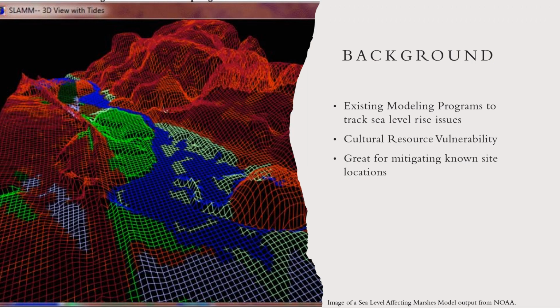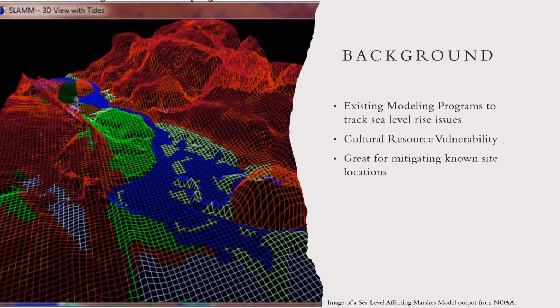To try to address this problem, archaeologists have used existing modeling programs, such as the one you're seeing on the left here, the Sea Levels Affecting Marshes Model. And that is using vegetation as markers of sea level rise pushing inland to help identify locations where sites might be at risk. There are also specific cultural resource vulnerability studies using a site's distance and elevation specifically from the shoreline, their composition, and their history, as well as issues with development.